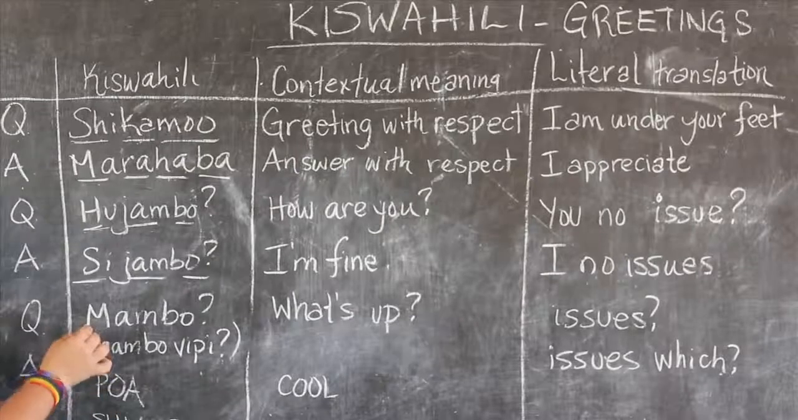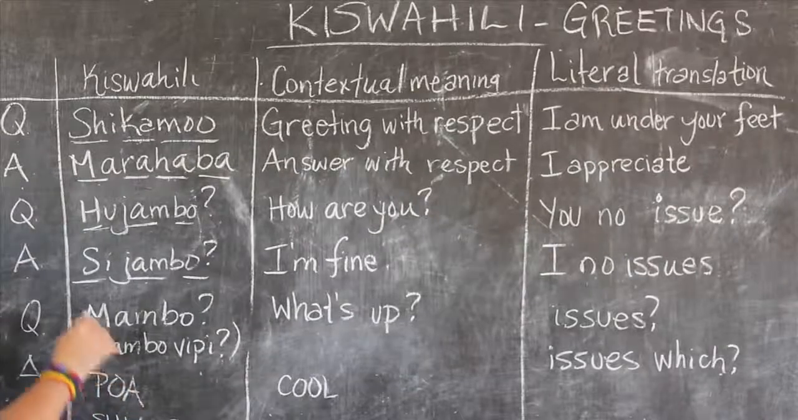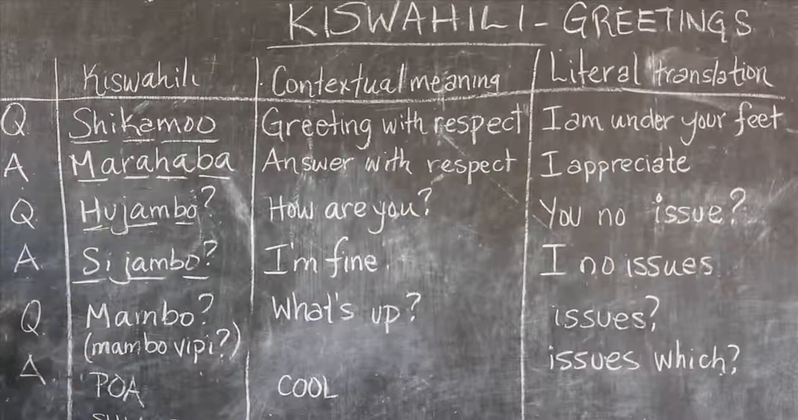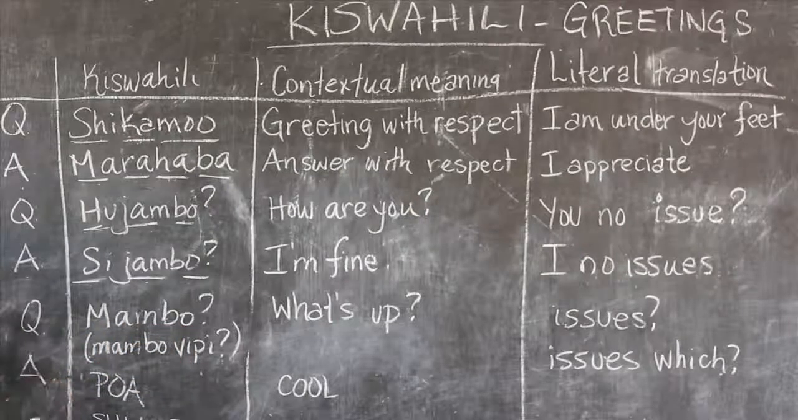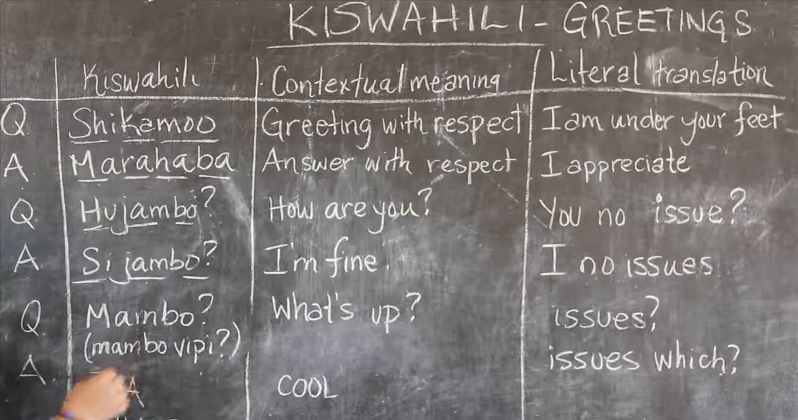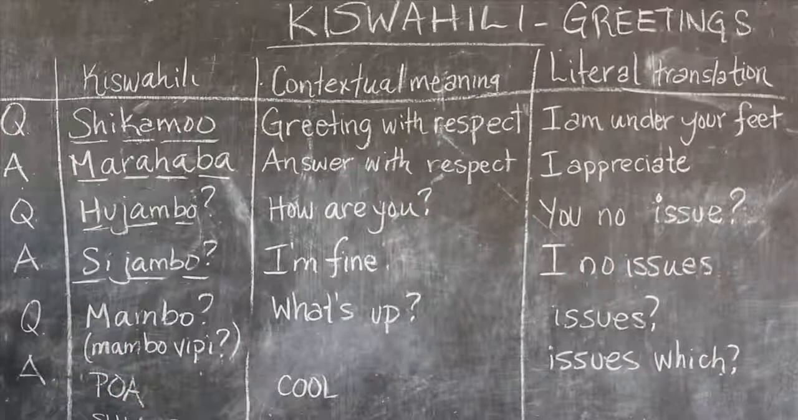Moving on, the next one is mambo. You might hear mambo or you might hear mambo vipi. Both of them are the same, and this is your most informal, this is your street slang. You'll hear it from young people in the street greeting you as you walk by. Mambo or mambo vipi, or even just vipi, basically means what's up. If you want the literal translation, it means issues, or issues which. Mambo vipi means issues which. So what are your issues? What's up? How's it going?